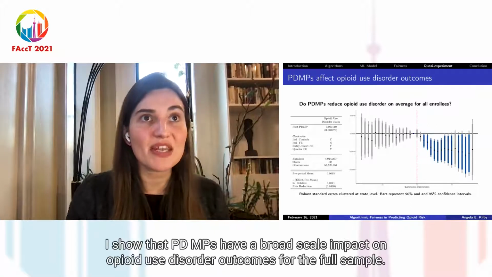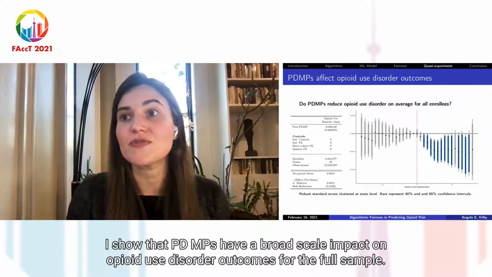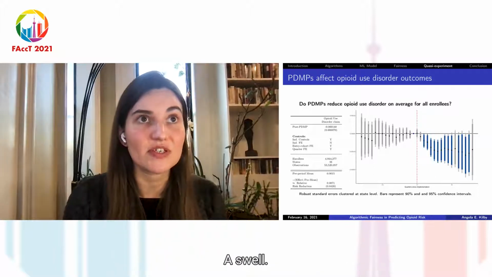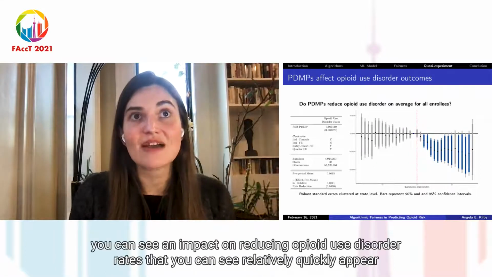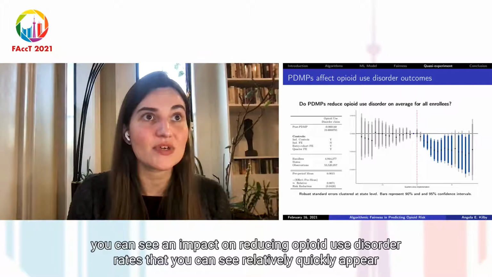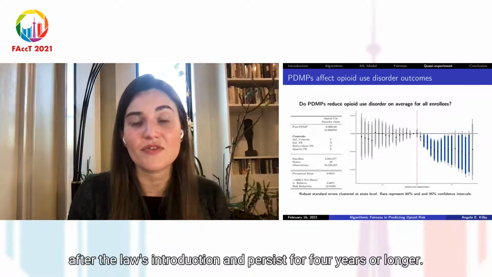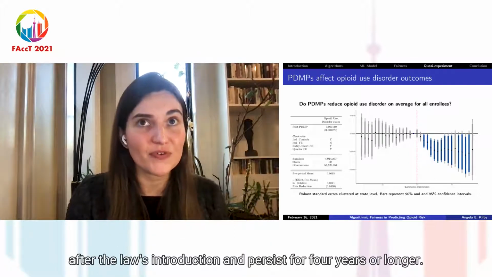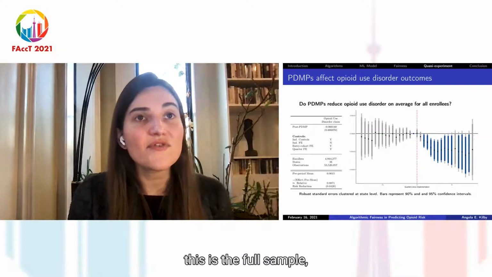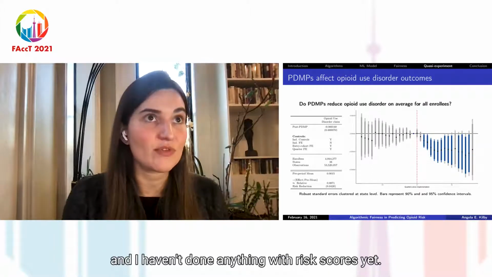Similarly, I show that PDMPs have a broad-scale impact on opioid use disorder outcomes for the full sample as well. Here again, you can see an impact on reducing opioid use disorder rates that appears relatively quickly after the law's introduction and persists for 4 years or longer. Again, this is the full sample, and I haven't done anything with risk scores yet.